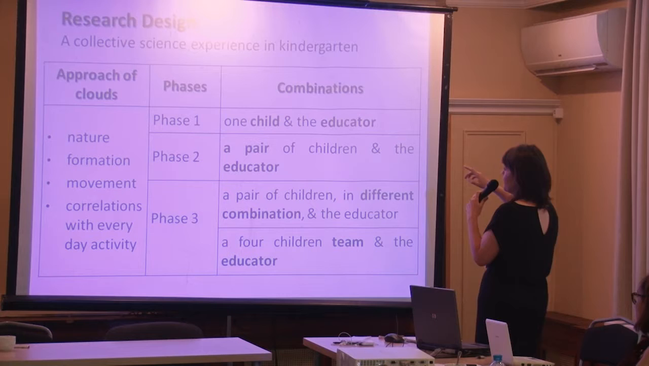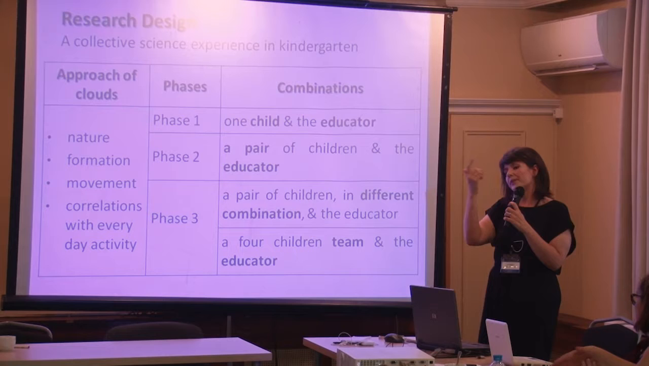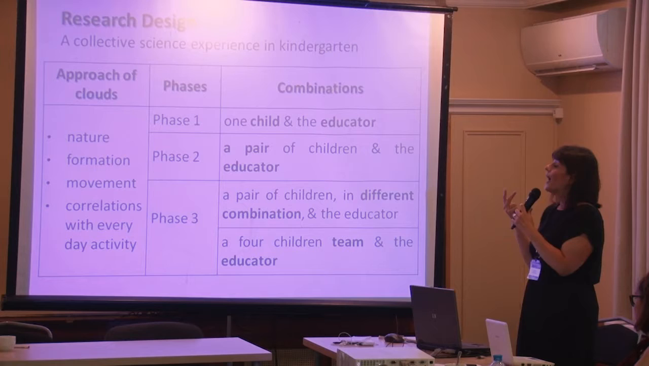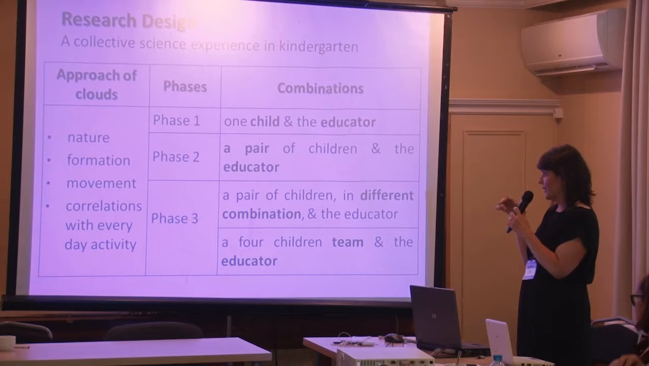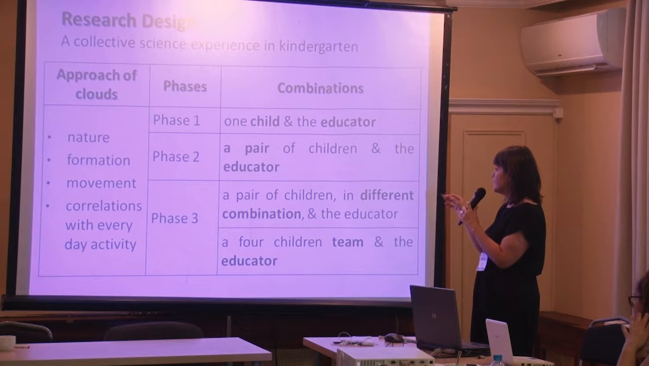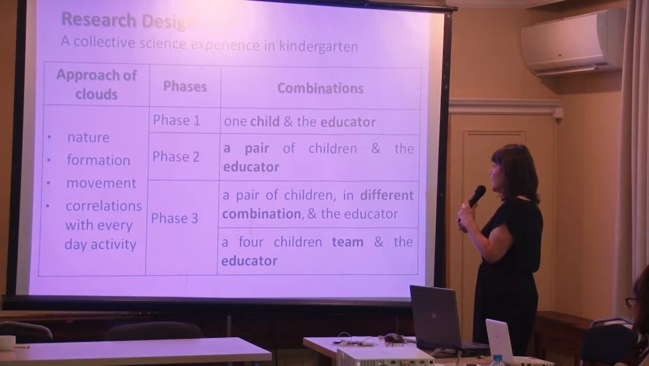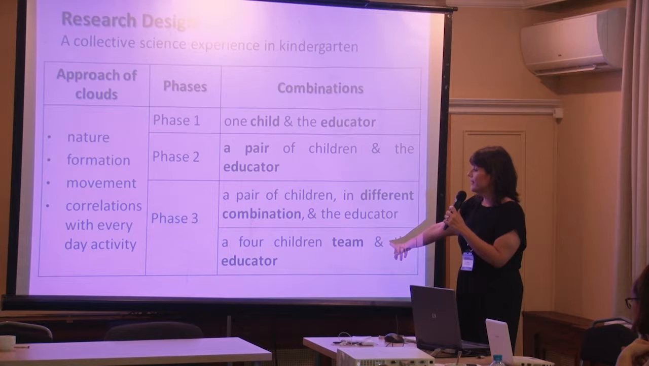But at the first phase, there is only one child and me, the researcher, because there was more than one researcher. So at the first phase, it was one child and the educator. At the second phase, it was a pair of children and the educator. And at the third phase, it was again a pair of children, but in a different combination, meaning that these two children didn't go in together. They changed partner. And also the educator was there. And we also have another option to work with a four-children team, and also the educator.